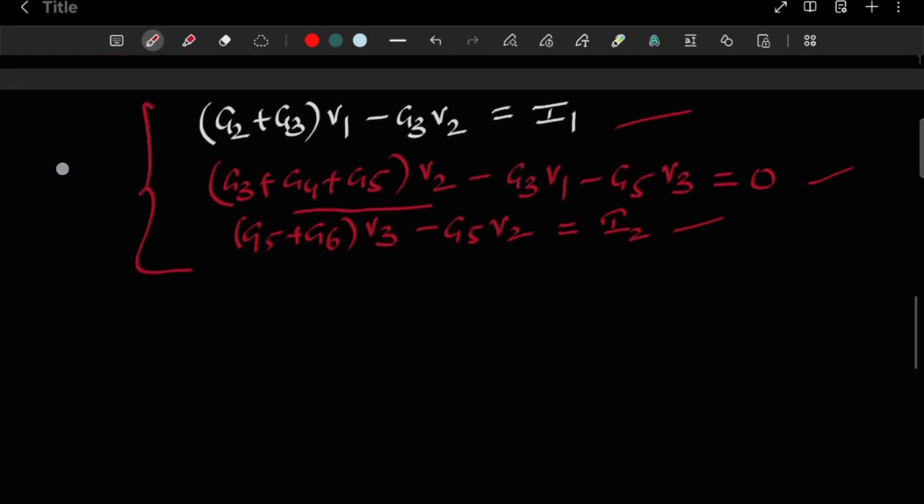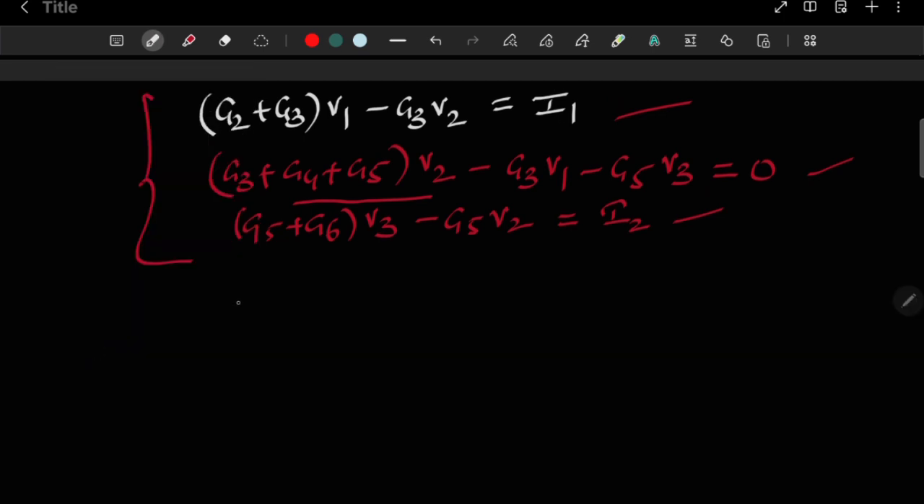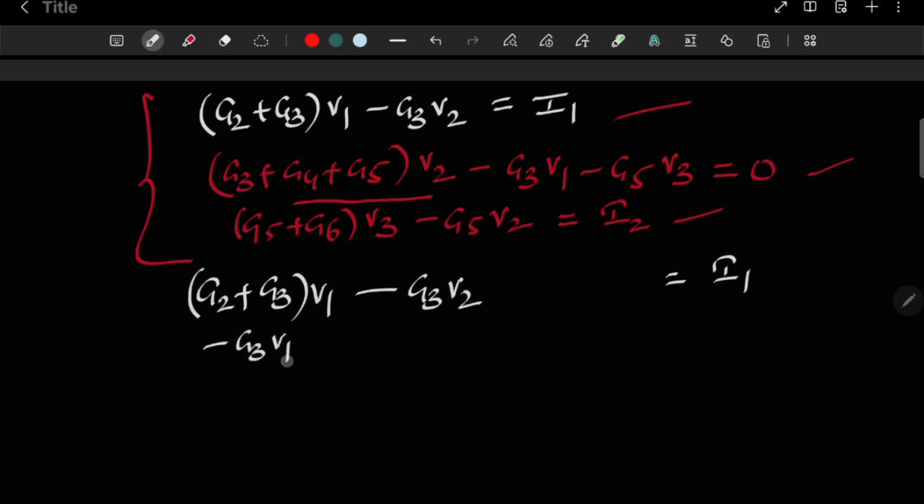Now I am just modifying these three equations like this. First I am writing V1. So the first equation is as it is: G2 plus G3 into V1 minus G3 into V2 is equal to I1. In the second equation, first I am writing the V1 term, that is minus G3 into V1.